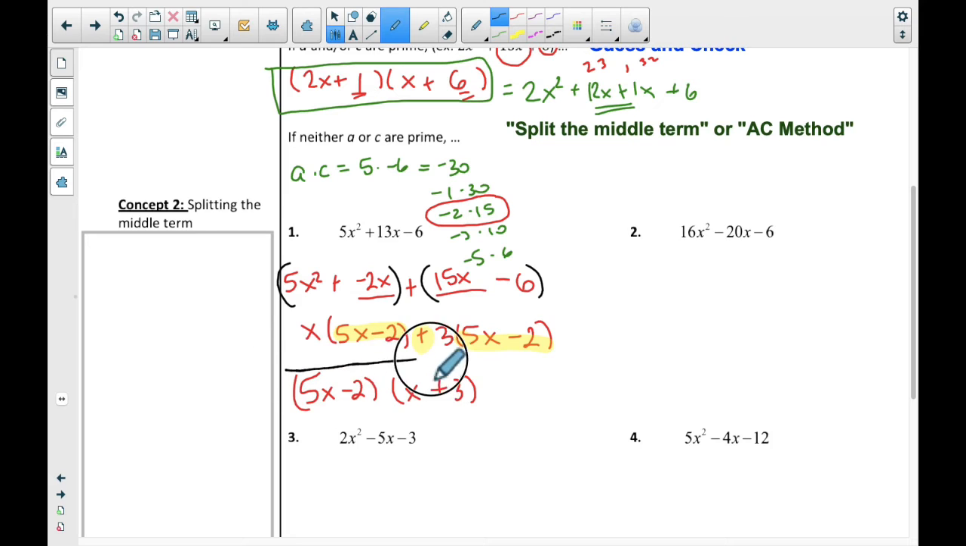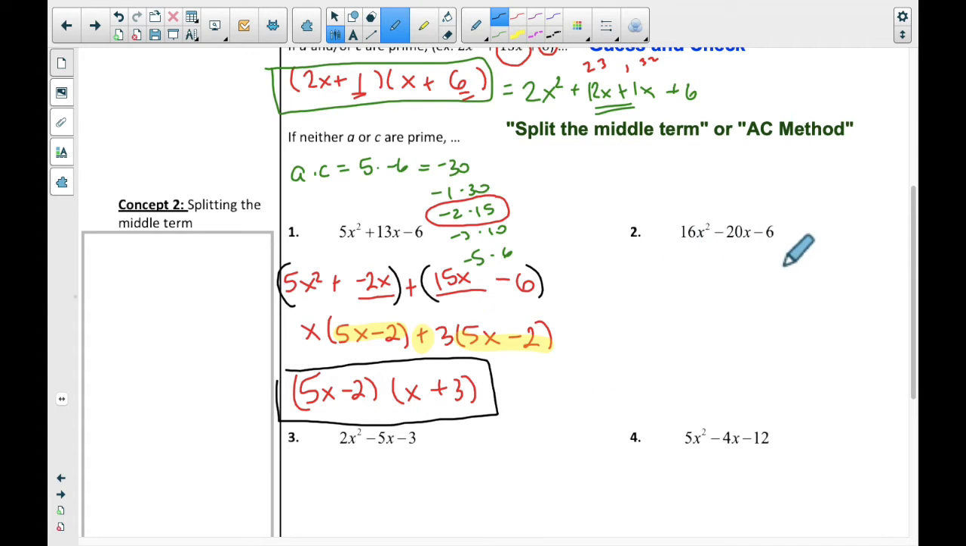This is my factorization. I could check it, because kind of like guess and check, it's always a good idea to check your answer, right? So I get 5x squared plus 15x minus 2x plus 15x minus 2x is 13x minus 6. It works. So this is the AC method. We're going to do a couple more examples.